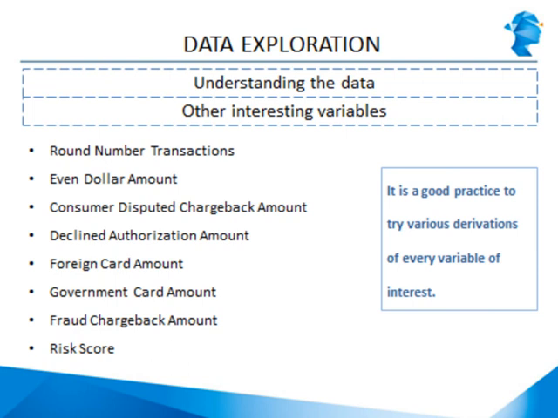Even dollar amounts are amounts that end with 2 zeros before the decimal and have 2 zeros after the decimal. Example, $2300.00. That's an even dollar amount. There are 2 zeros before the decimal and 2 zeros after it. Similar to round number transactions, even dollar amounts can also help us identify fraud. Consumer disputed chargebacks refer to transactions which have been disputed by the consumer. These transactions can sometimes be fraudulent transactions, therefore it's a good idea to have this kind of variable in your database.